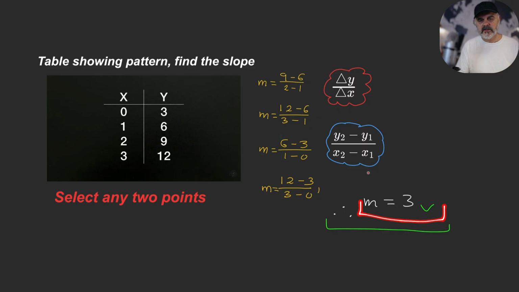So as long as you drive home the concept that you do the vertical change over the horizontal change and you consistently apply the difference in the same direction, you're good. You don't have to see the graph. You just have two points, without even having a table of values. You find the slope, and based on the value of the slope, now you can predict where this line is going. Is it rising from left to right, or is it decreasing from left to right?